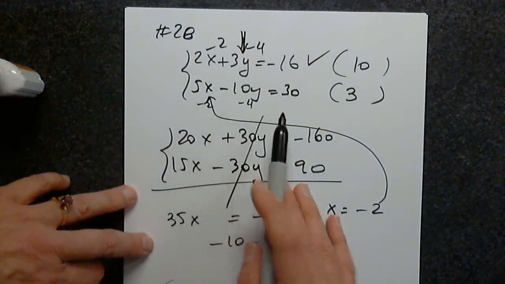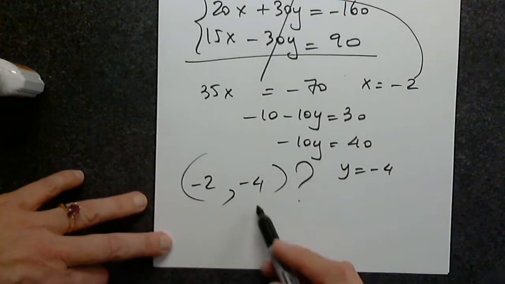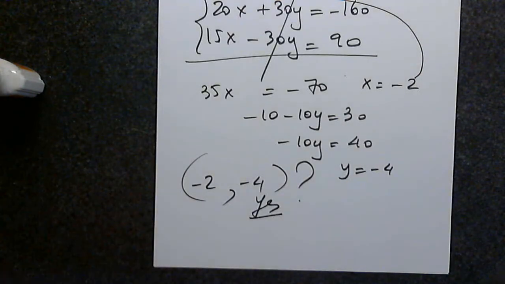Negative 10 plus 40 equals 30, so I'll say yes. Any questions here? Okay.